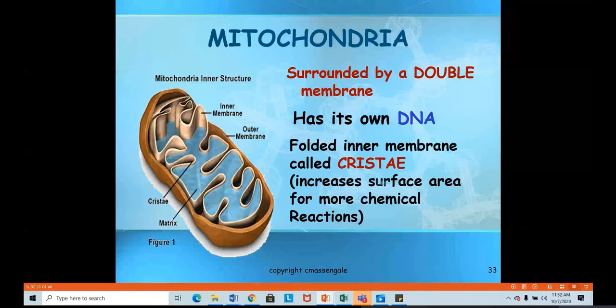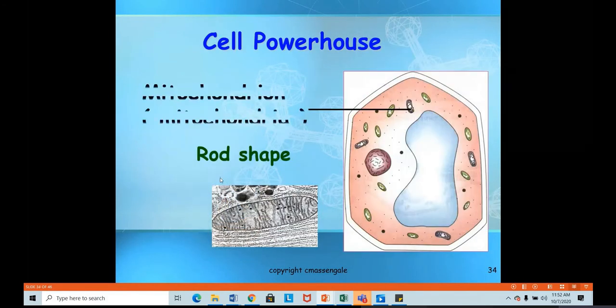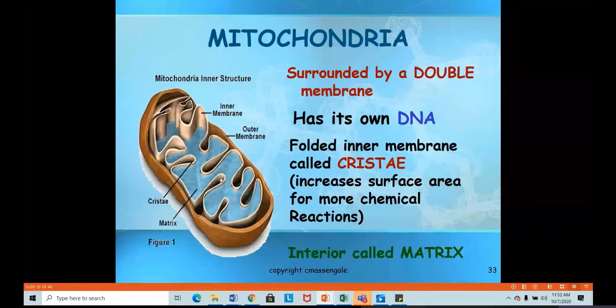This is how the structure of a mitochondria looks. You can see it has a double membrane. This is the outer membrane, and the inner membrane is folded in the form of folds known as cristae. You can see how the inner membrane is folded. This is in order to increase the surface area for more chemical reactions to take place. So this is what gives the mitochondria a specific structure.